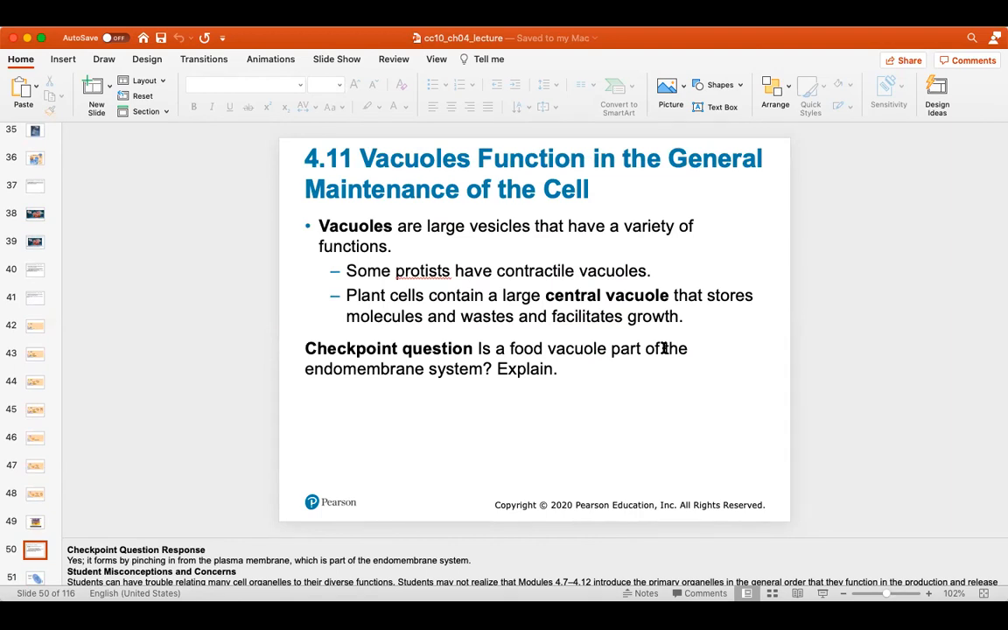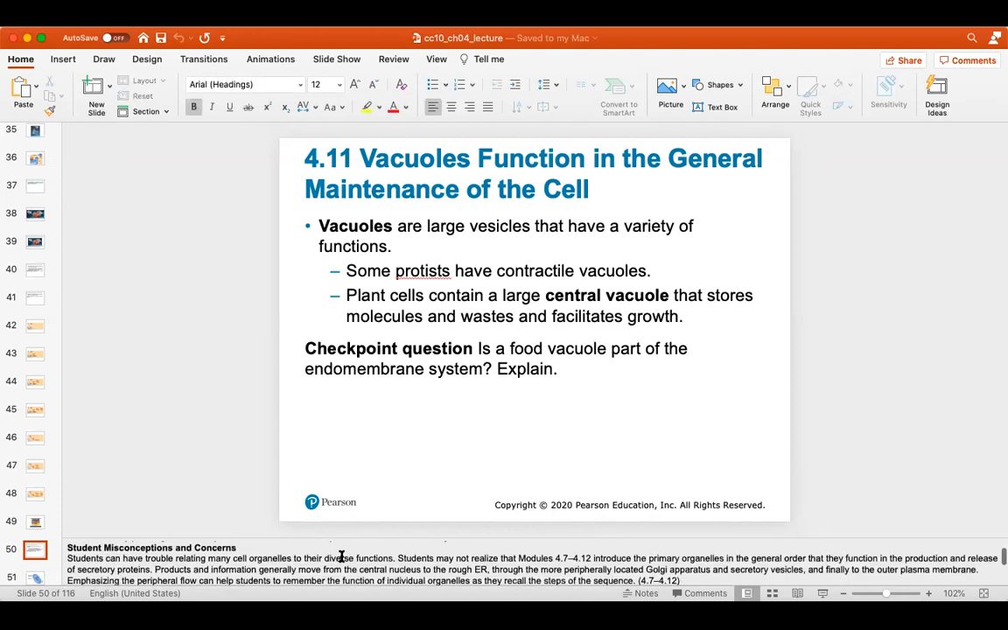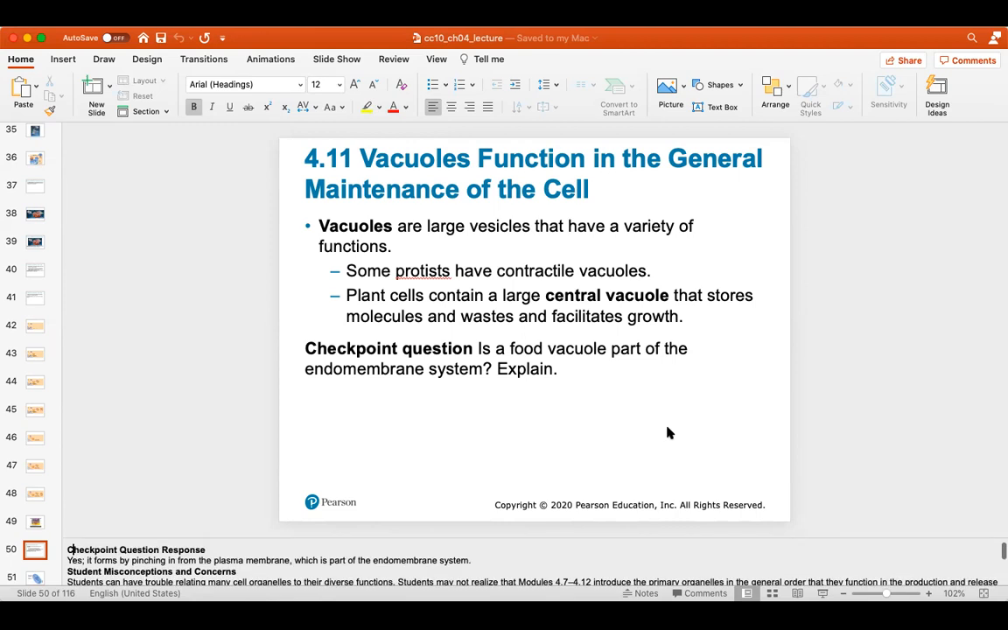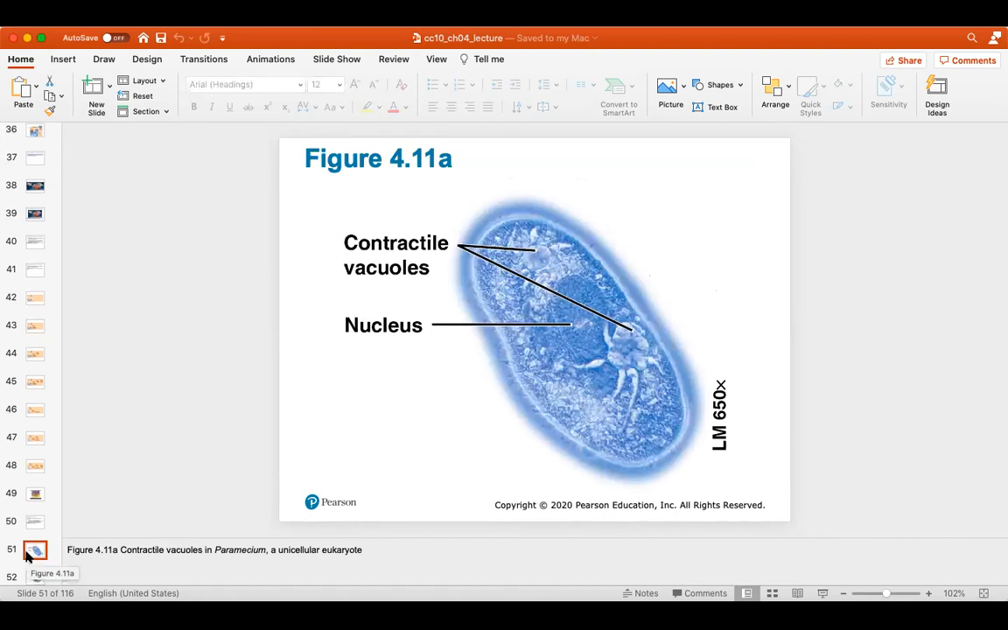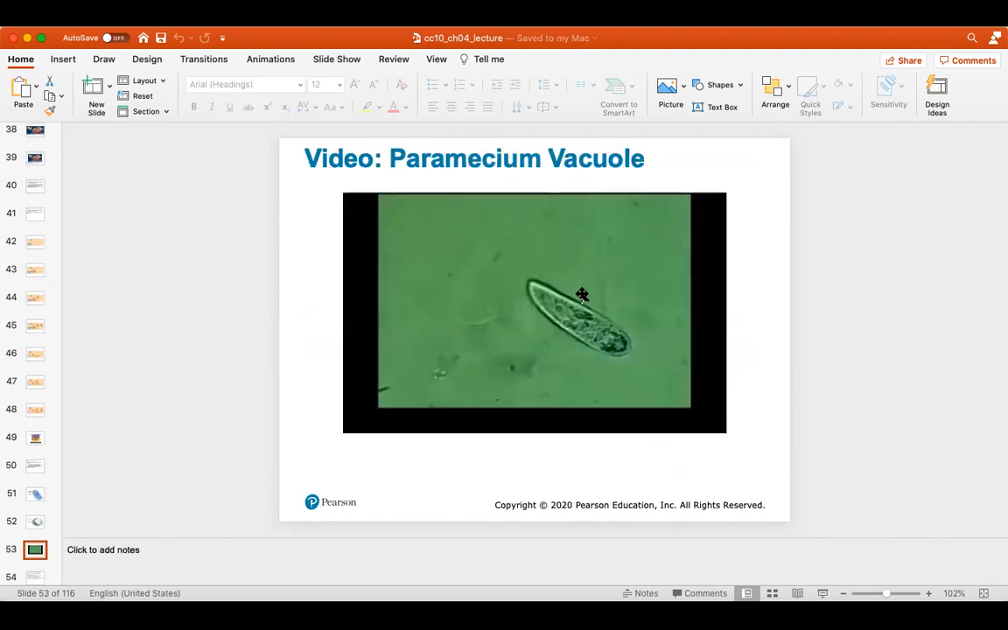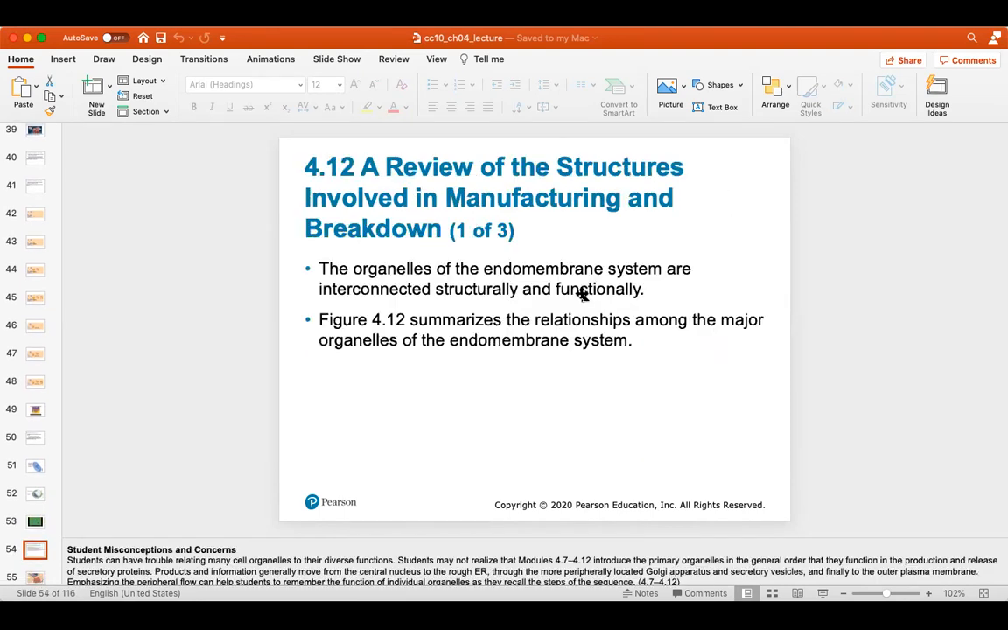Is a food vacuole part of the endomembrane system? Not often; we'll see food vacuoles in just plant cells. So here's the plant cell showing a contractile vacuole in the paramecium, which is a unicellular eukaryote. Here's a central vacuole in a plant cell, kind of this open space. It looks like there's nothing there, but it's a central vacuole. And here's another great video of a paramecium vacuole in that cell.